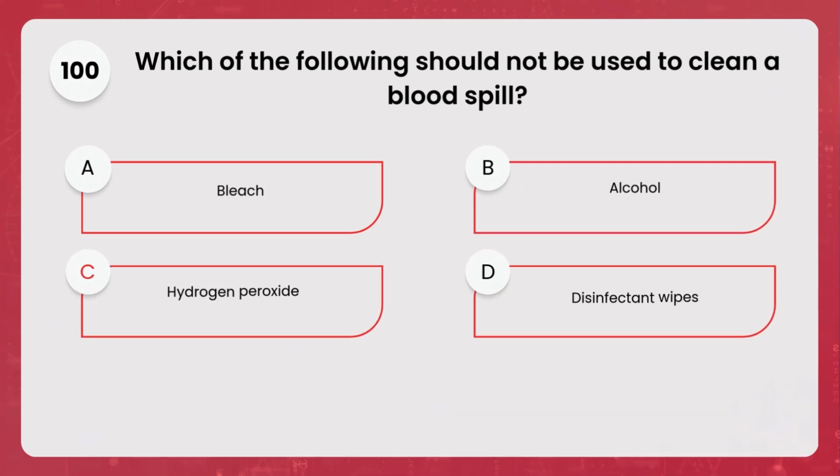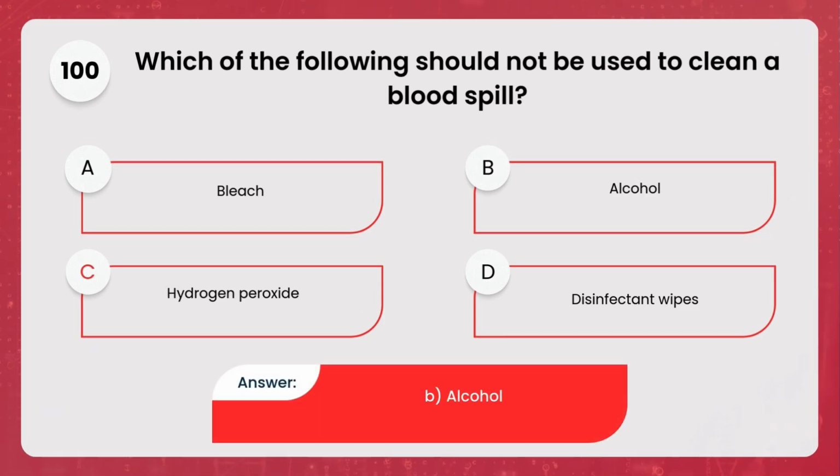Number 100. Which of the following should not be used to clean up a blood spill? A. Bleach, B. Alcohol, C. Hydrogen peroxide, or D. Disinfectant wipes? The answer is B. Alcohol.